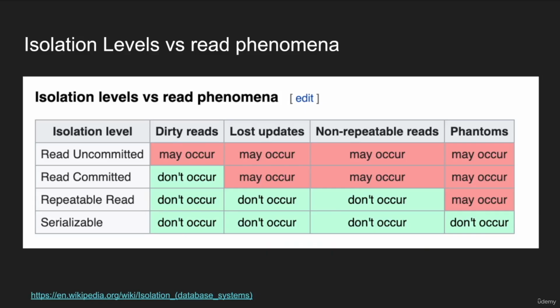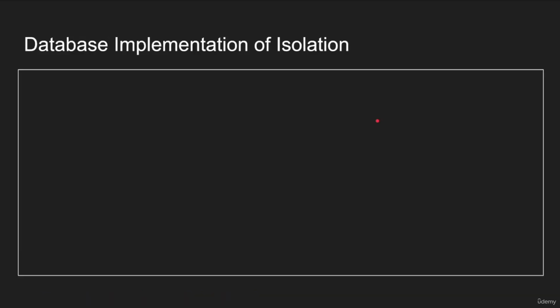Serializable effectively just slows things down if you think about it, right? Because it just serializes things, while snapshot takes a version of the database at the start of the transaction. Now, when I say a version of the database, I'm not talking about an actual backup, right? The database has to implement this in an optimized manner. Make sense, guys? Let's talk a little bit about database implementation of isolation.